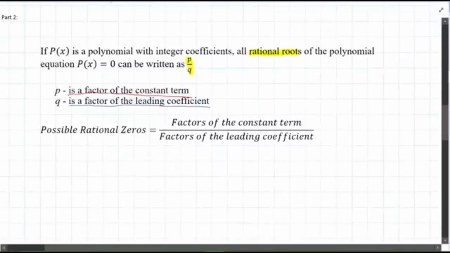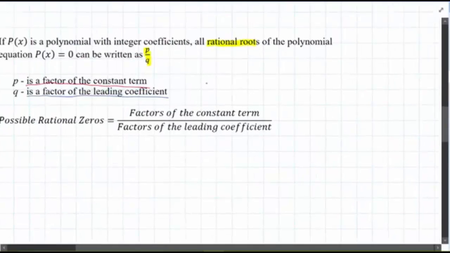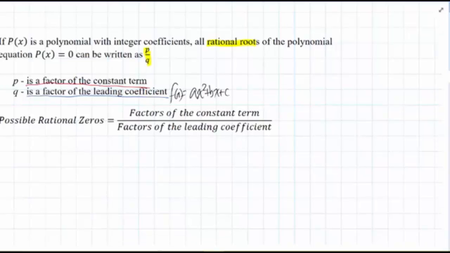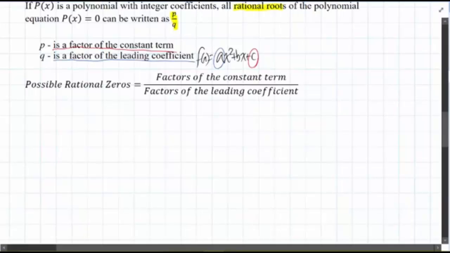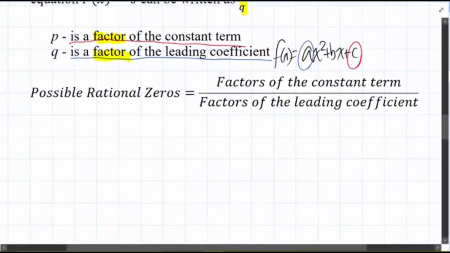Remember the constant term: if it's ax squared plus bx plus c equals f of x, the constant would be c, which stands for constant, while the leading coefficient would be a. So that would be the p and q. It's the factors of the constant and leading coefficient, rather than just the numbers.